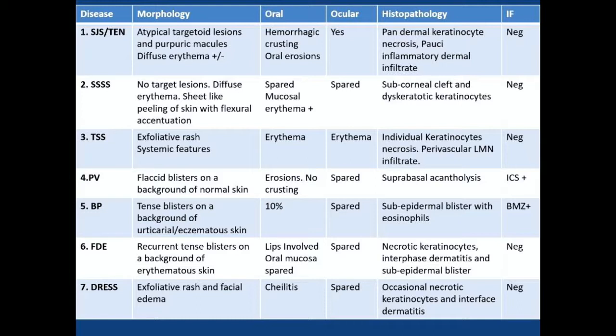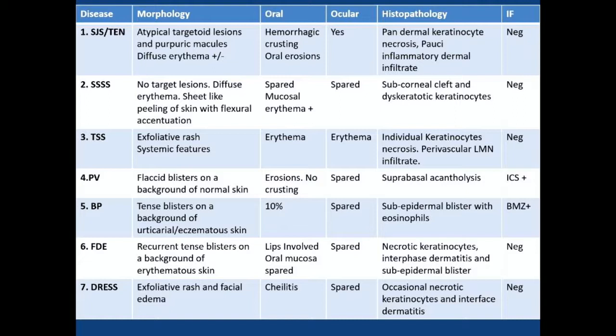So basically, we can differentiate these differential diagnoses based on characteristic morphology and involvement of the oral and the ocular mucosa. Most often, at least as clinicians, you need not concentrate on the histopathology, but there are specific histopathological features also. For SJS-TEN, it is always atypical targetoid lesions. The photo which was to my left shows two zones and purpuric macules. Whereas for staphylococcal scalded skin syndrome, such atypical targetoid lesions are not present. So atypical targetoid lesions mean a drug rash, and most probably it is SJS-TEN.